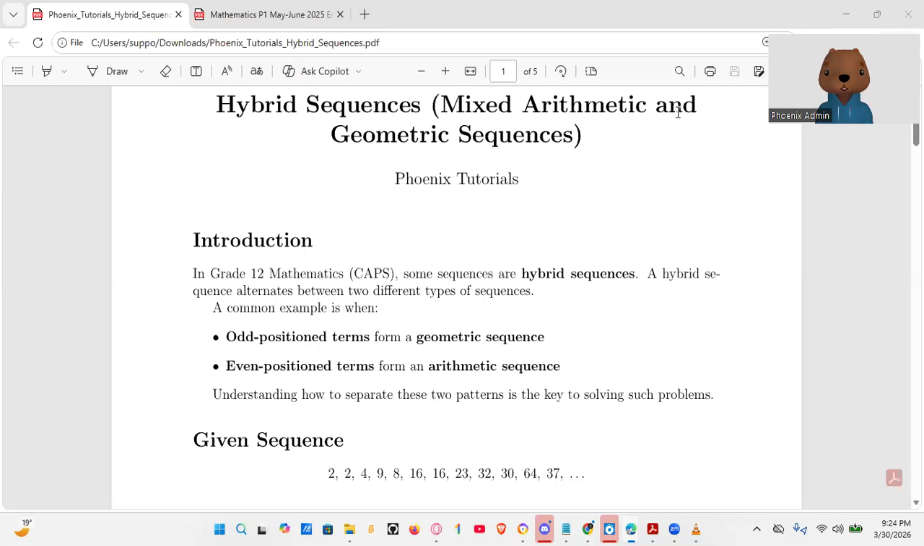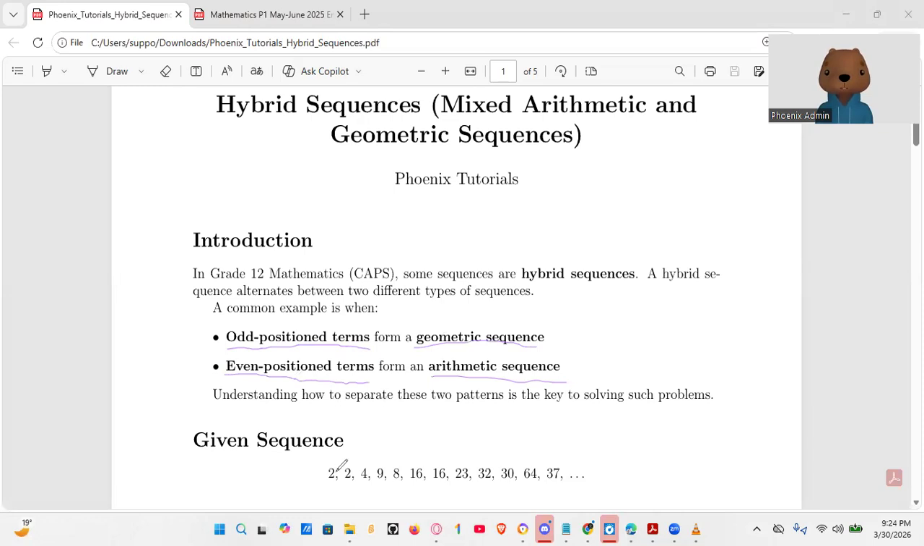In this video, we'll be talking about hybrid sequences, which are technically mixed sequences where you have an arithmetic sequence and a geometric sequence being presented to you as a unity. And it's important that as a grade 12 mathematics CAPS learner, you have to know how to navigate these types of sequences, and you have to know what to do as it relates to odd position terms as well as even position terms. And we can see here the odd terms belong to a geometric sequence, whilst our even terms belong to an arithmetic sequence.